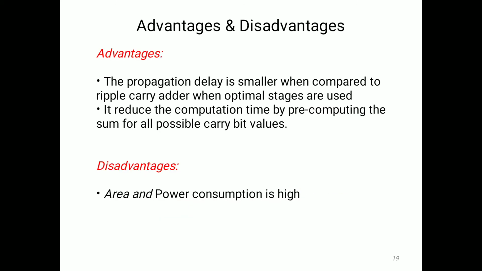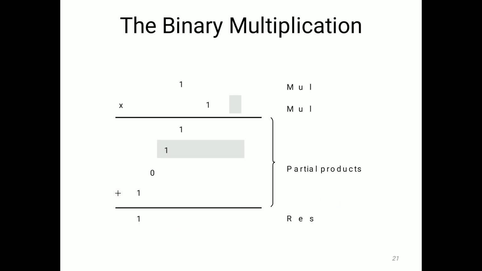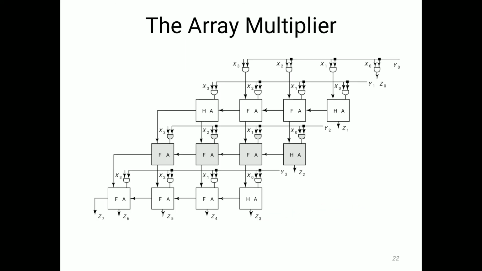So these are the advantages and disadvantages of this carry select adder. The carry propagation delay is smaller when compared to the ripple carry adder, and the computation time is reduced. Disadvantages: the area and power are also high because we are using 2 adders for single addition. Then next is a multiplier. For array multiplication, we have to perform the normal multiplication. Then this is the array multiplier structure.